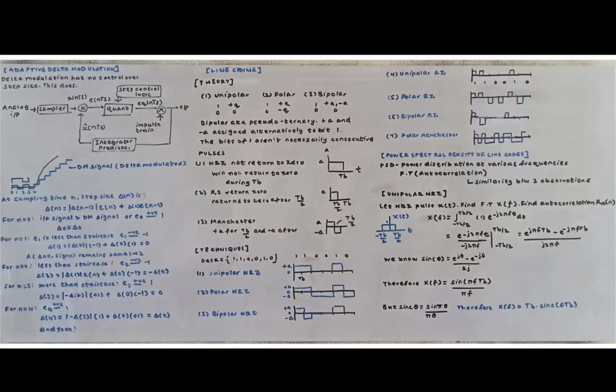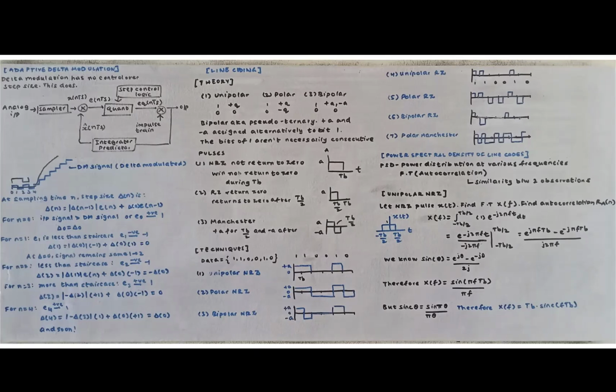Adaptive delta modulation, which is the last thing in this module. So since delta modulation has no control over step size, we have a method which does. So again, a diagram for the block system. Then the numerical here is essentially at a sampling time n, the step size of that particular n is given by the modulus of delta of n minus 1, e of n plus delta of 0 e of n minus 1.